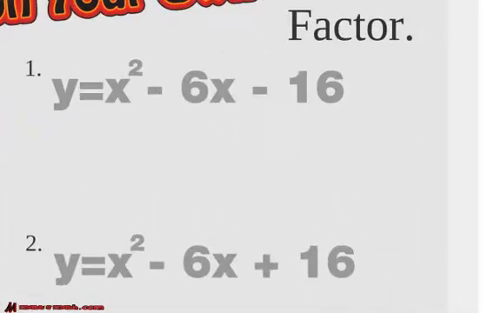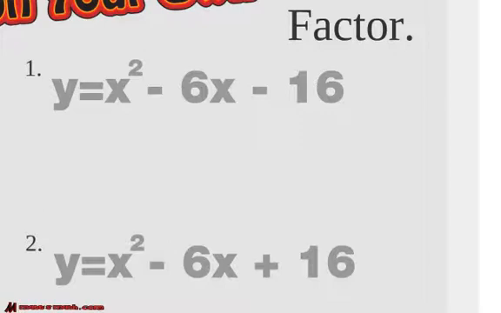Well, why don't you try these two? You've got y equals x squared minus 6x minus 16, and y equals x squared minus 6x plus 16. Why don't you work through these? Again, find the factors of the c, and then see how you can combine them together to get -6 and then -6 there, okay? These aren't the same trinomials. Notice this one's minus 16 and this one's plus 16.